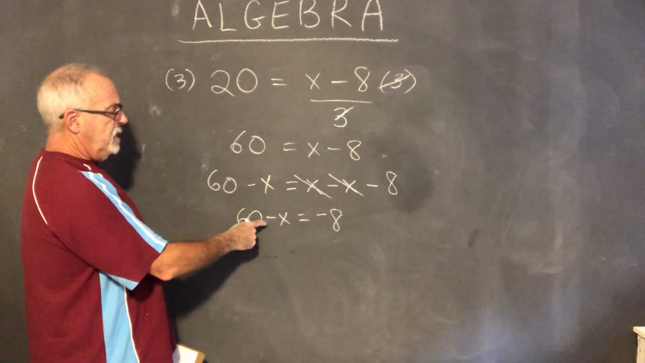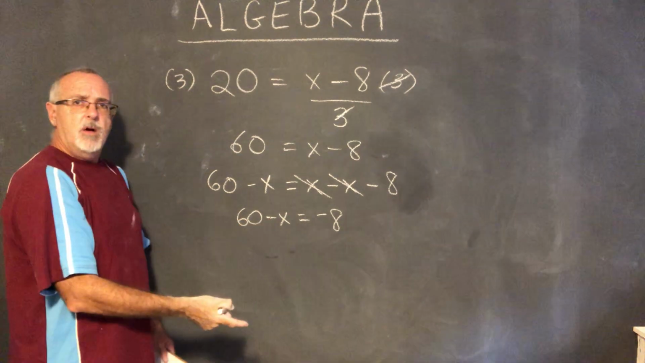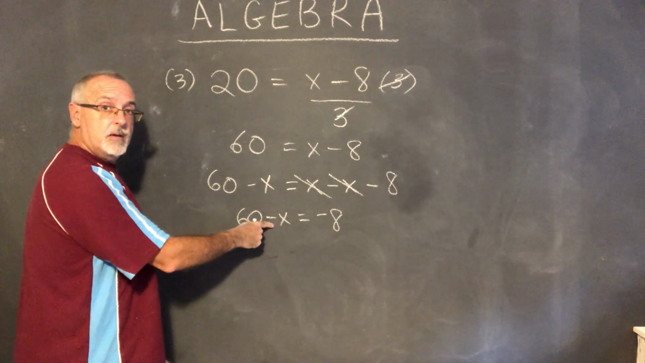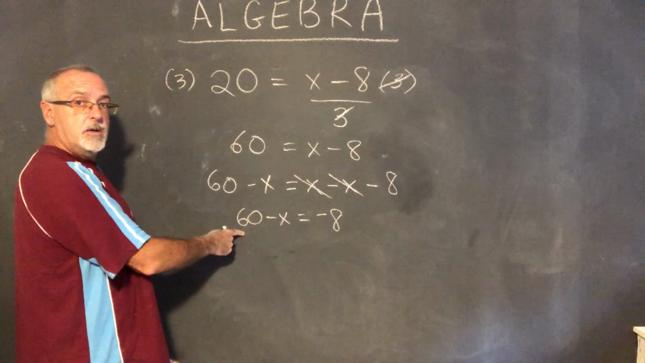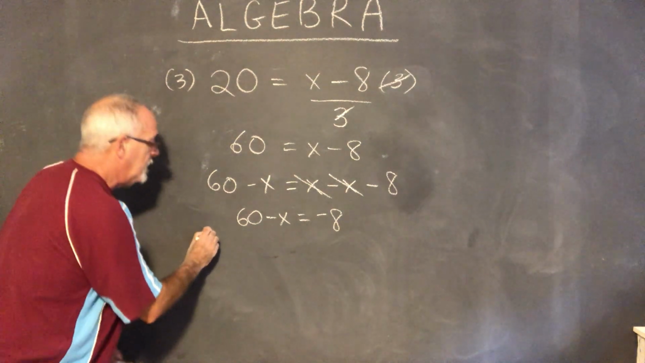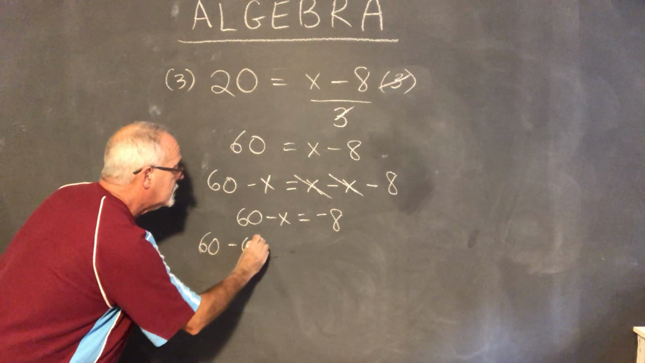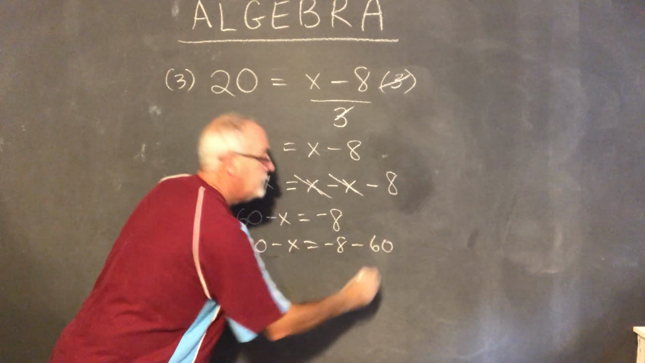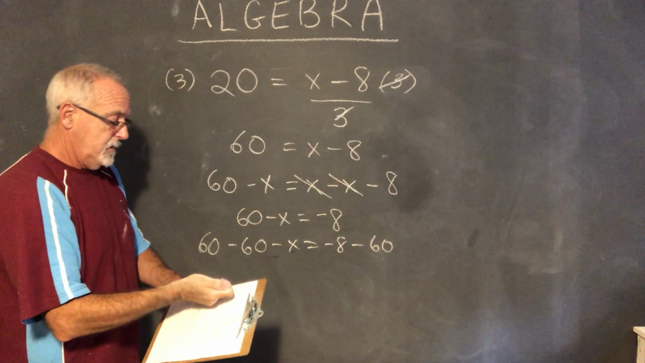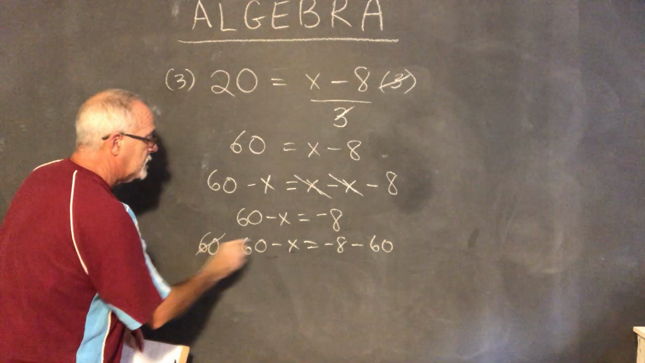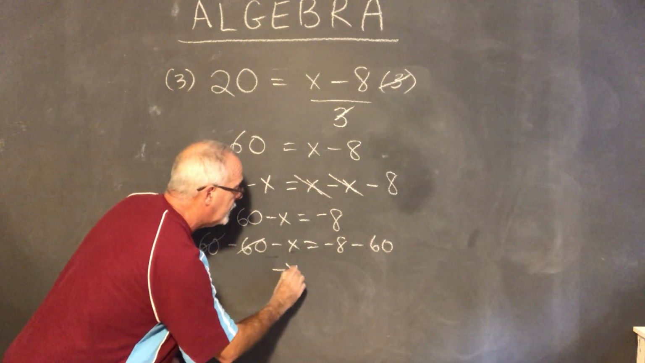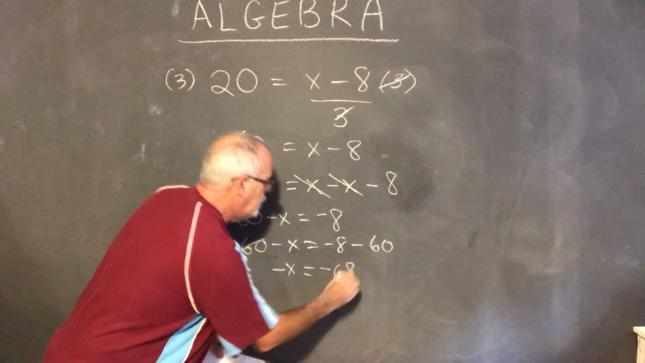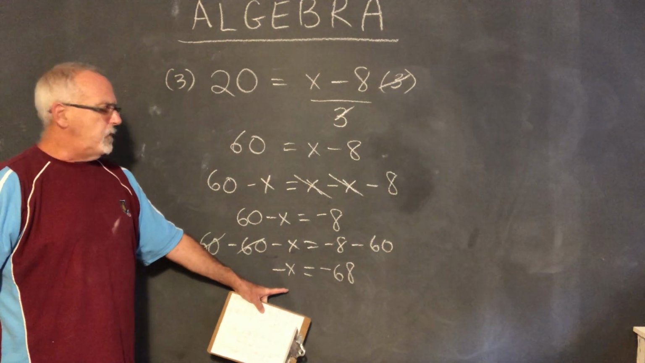Now, I want to get rid of the 60. I want my x alone. It's on the left. I'm happy with that. That x is negative and has a 60 being added to it. That's a positive 60. So I'm doing the opposite. I'm subtracting 60 from both sides. I might run out of room for this one. Okay, 60 minus 60, that cancels. I now have negative x equals, and negative 8 minus 60 is negative 68. Now we're looking at something that looks like we've seen it before. We've done this before.